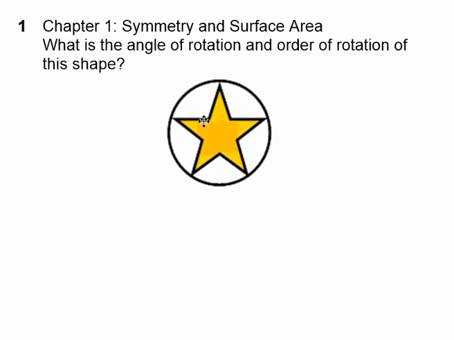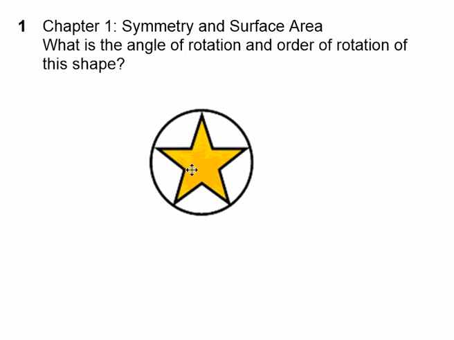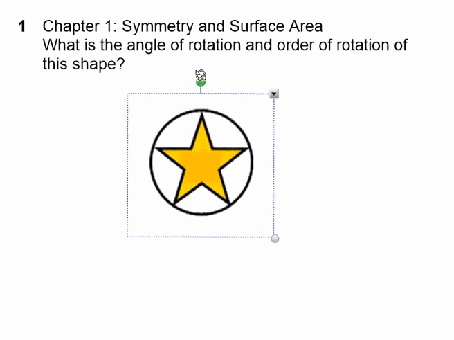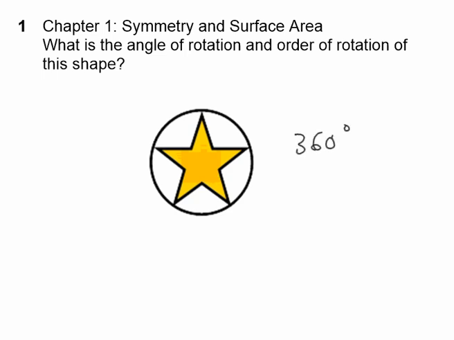So the first question says, what is the angle of rotation and the order of rotation for this shape? Remember that in one full rotation, if I was to take this and rotate it all the way around, I would rotate it 360 degrees, okay? 360 degrees in one rotation. And what we want to do is say, how far do I rotate it? How many times when I rotate this?